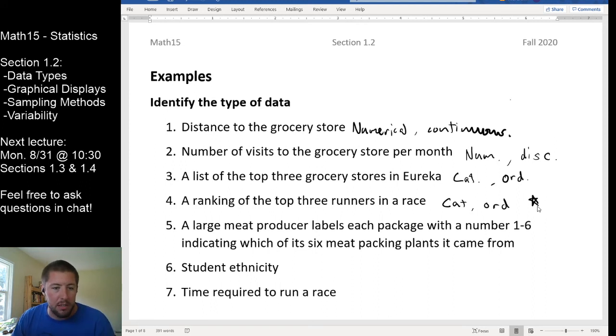So number 5 is a big misleading one. It even literally says the word number, but we're not looking to classify this as numerical. This is going to be categorical.